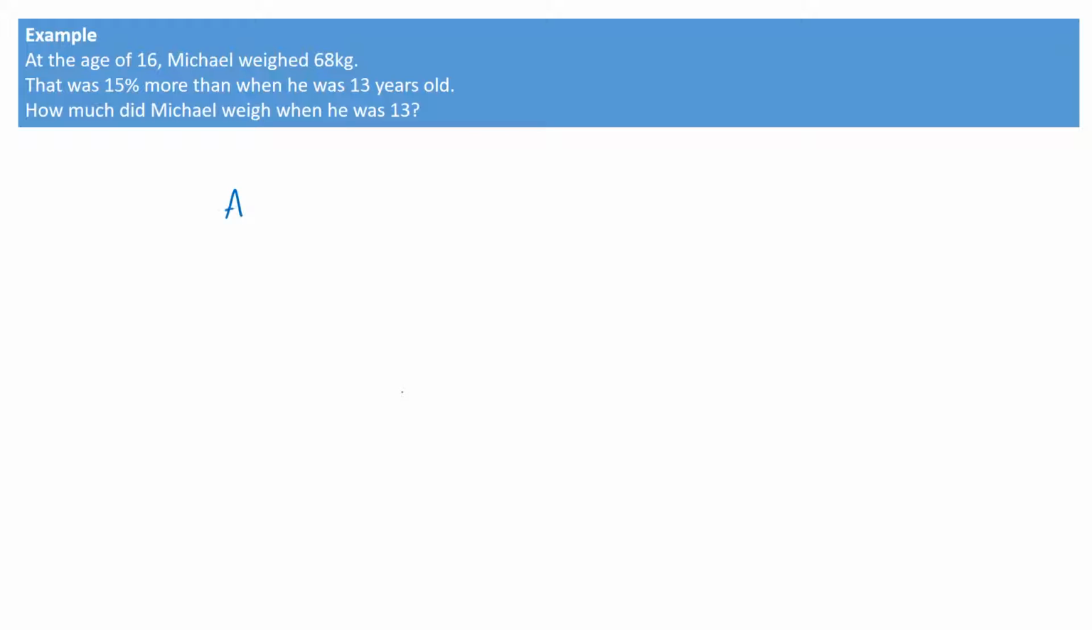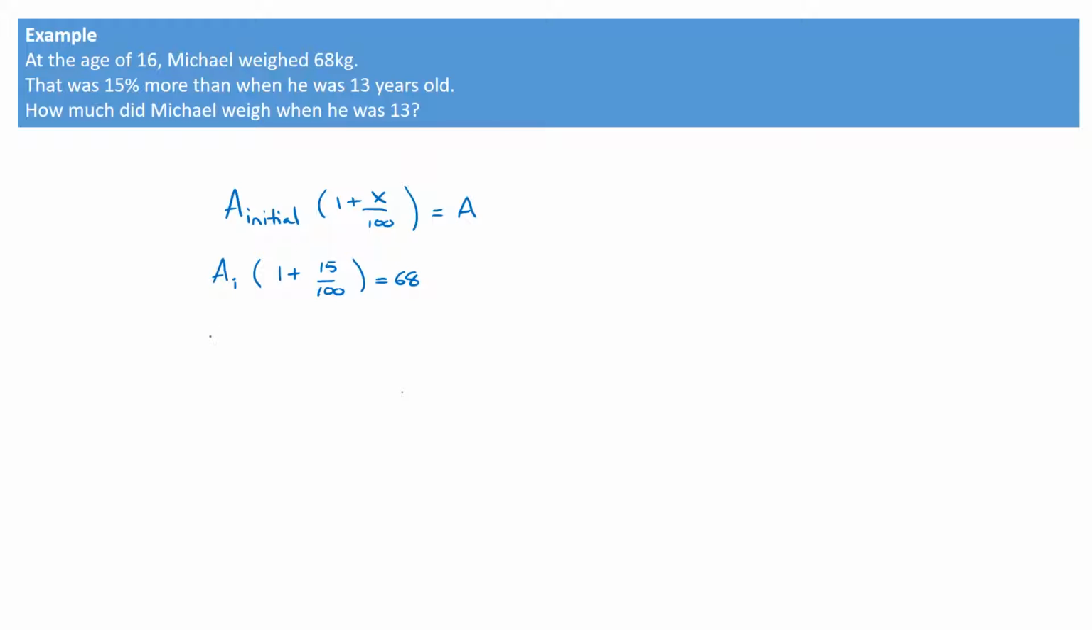We write the following: A initial times 1 plus x over 100 equals A. In this case, A initial is what we're after. We're trying to find that. That's how much Michael weighed when he was 13. X is the percentage by which that weight was increased, so that's 15. And A is the amount he weighs now, so that's 68. So let's replace all those. We can say A, and I'll just write AI for A initial, times 1 plus 15 over 100 equals 68.